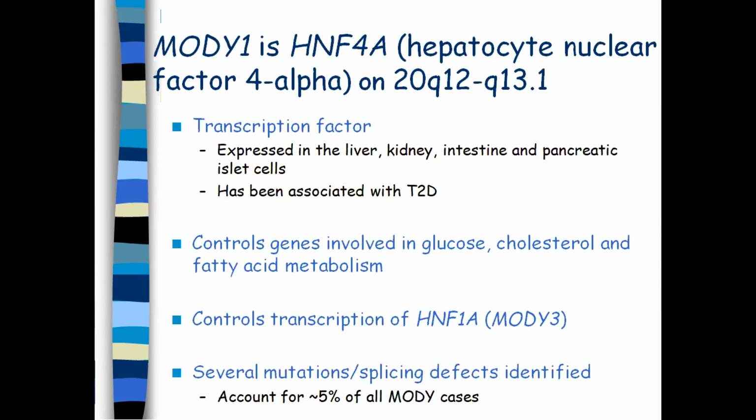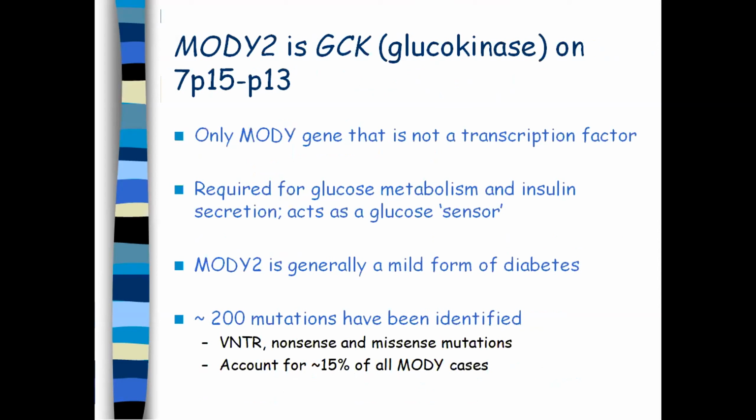Controlled transcription of HNF1A and several mutation splicing defects identified, which account for approximately 5% of all maturity onset diabetes in young cases.